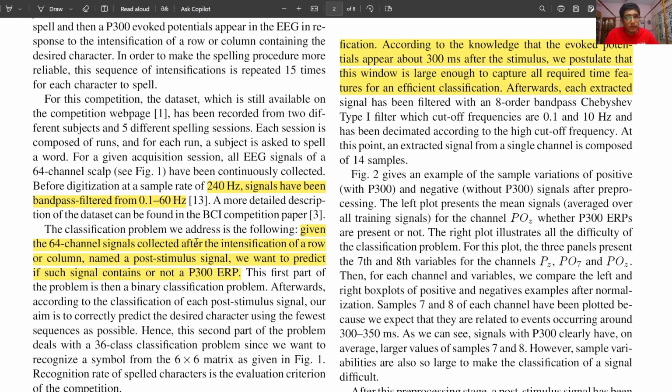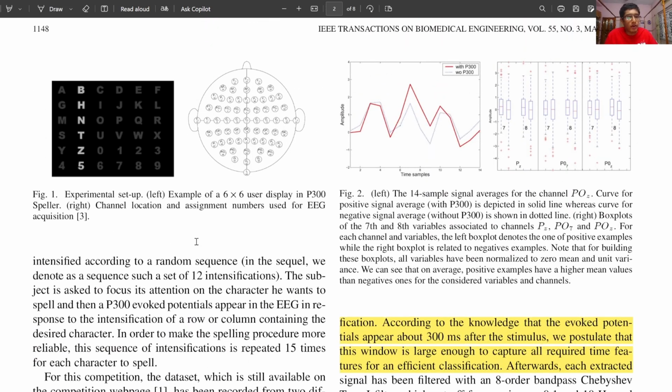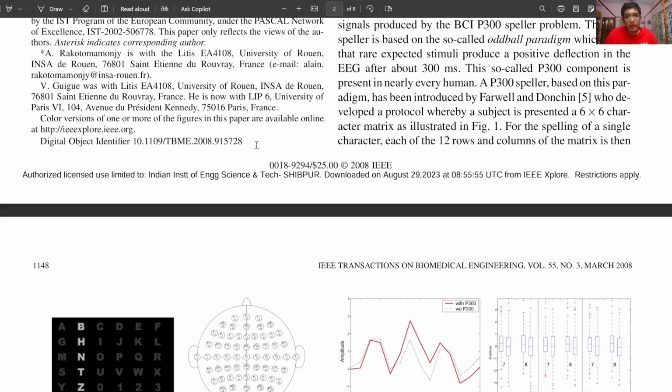As you can see, among the 12 data from each epoch, only two are expected to be the positive class. All of the others are expected to be the non-P300 negative class. Two because one is from the column and one from the row. So there is a data imbalance at the onset. That imbalance has not been taken care of in this paper, but they have used a separate method.